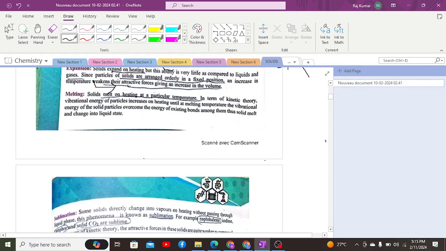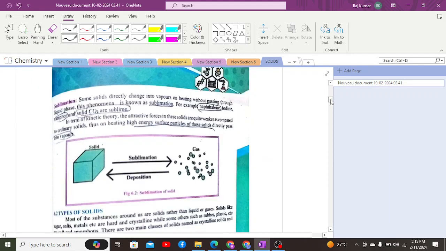Melting: solids melt on heating at a particular temperature, such that the vibrational energy of the particles increases on heating until at the melting temperature the vibrational energy of the solid particles overcomes the energy of the existing bonds. This is the limit which I was talking about.